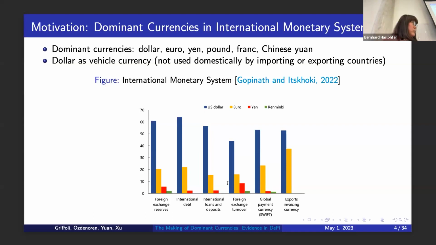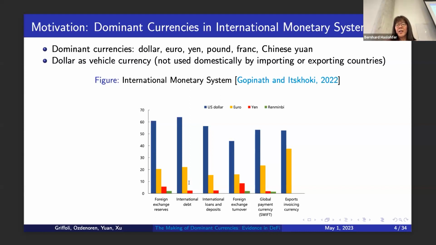And then international financial flow is about 6 times as large as trade. Still, you can see the dollar is often used for store of value, which is the first one, foreign exchange reserves, or to denominate all the cross-border borrowings, international debt. It is also used for currency exchange, foreign loans and deposits.